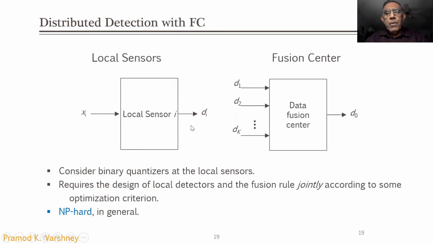So in this work, we will be focusing on binary quantizers. So this d sub i will be binary. When these are binary, what we want to do is find the overall design under some optimization criterion like Bayesian, for example. This problem is NP-hard in general.